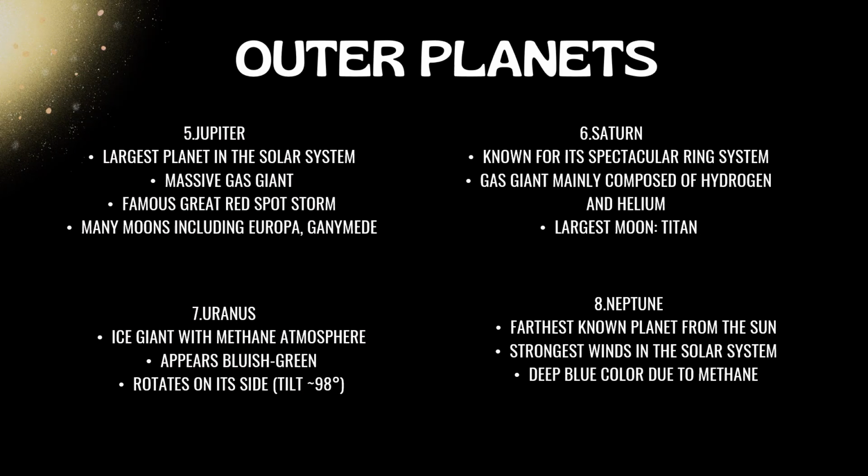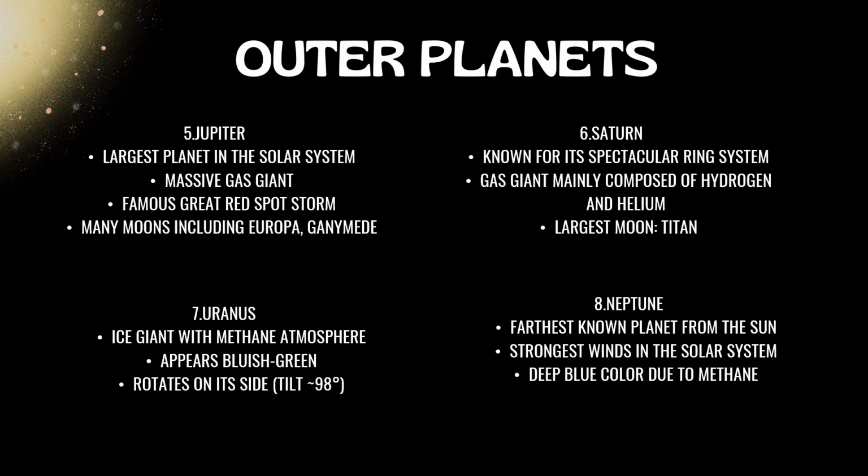Then come the outer planets. There are four outer planets: Jupiter, Saturn, Uranus, and Neptune. Jupiter is the largest planet in our solar system. It is a massive gas giant and it has several moons. Next is Saturn. It is known for its spectacular ring system, and it is also a gas giant, mainly composed of hydrogen and helium, and one of the largest moons that it has is Titan.